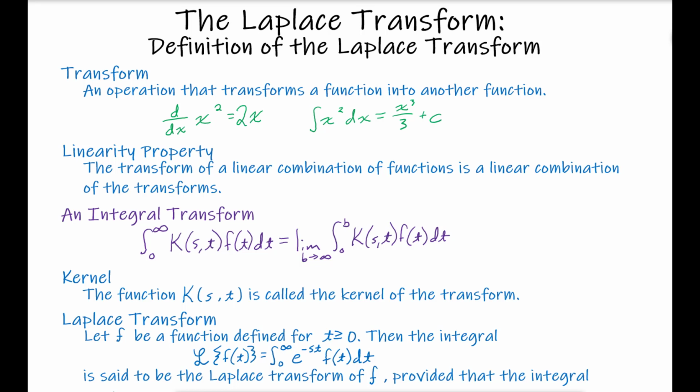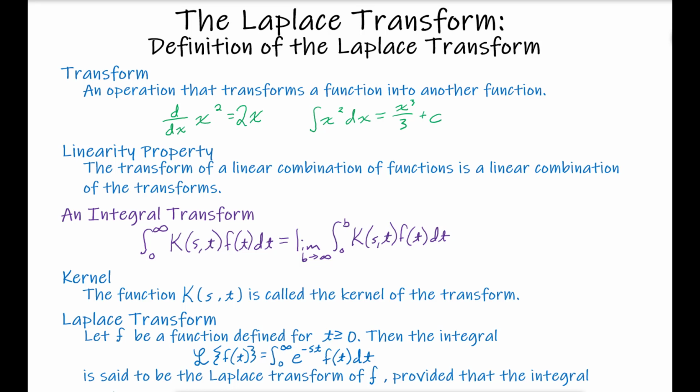We're going to look at a particular integral transform, namely the one where we take the integral from 0 to infinity of some function k of st times a function f of t dt. And you might remember from calculus that when we want to take the integral from 0 to infinity, we can take the limit as some value b approaches infinity of the integral from 0 to that value b. And then we leave our k of st and f of t dt all the same in our integral.